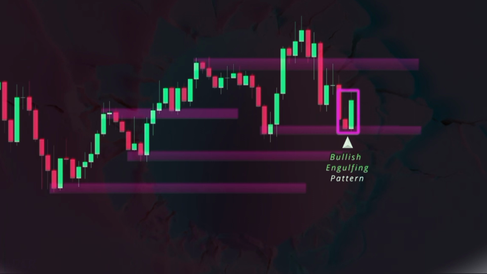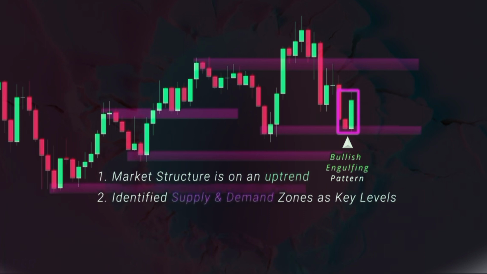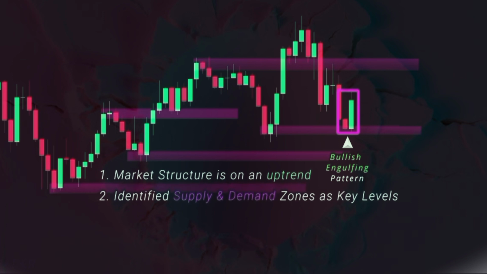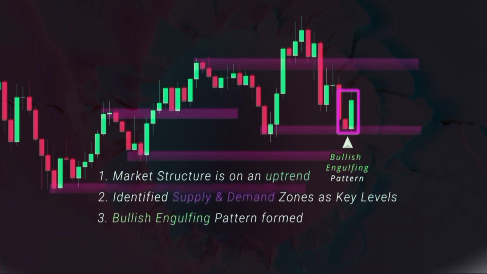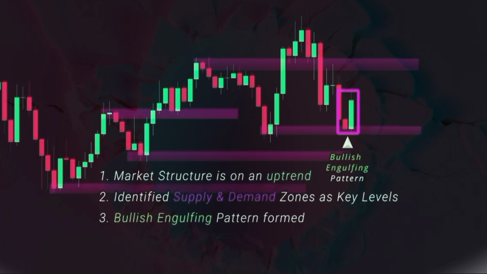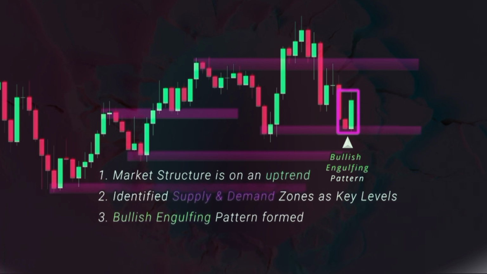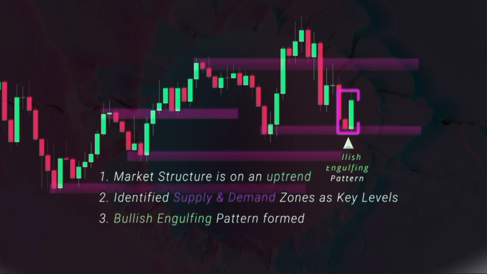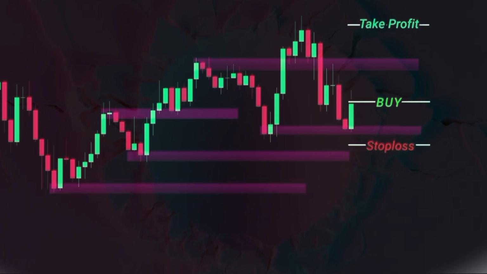So let's recap what we have currently. First, we have an uptrend, as shown by the market structure, which means that we're only looking for a buy entry. Second, we've identified multiple supply and demand zones. And third, we have a bullish engulfing pattern that formed as price hits our latest demand zone. And so I'm confident in taking a buy position right here. Now, I'm going to let the trade run. And as you can see, this setup gave us a nice win.